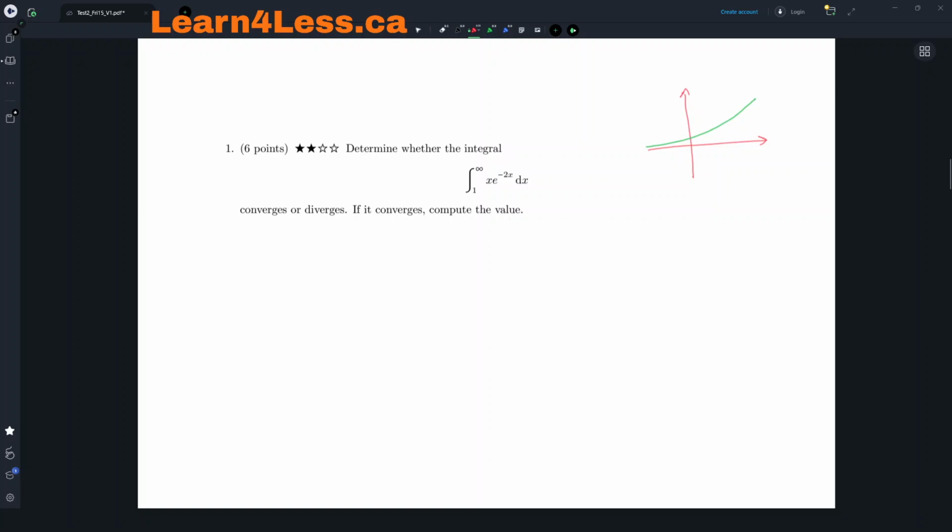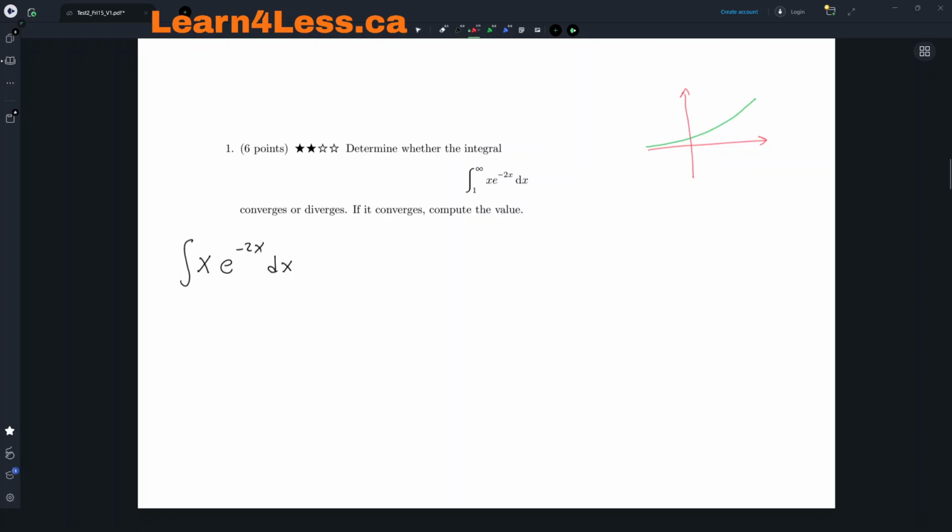But regardless of the bound, we need to take the integral, or I can say antiderivative of this. So let's just focus on that for now, regardless of the bounds. So the antiderivative or integral of x e to the power of negative 2x dx.